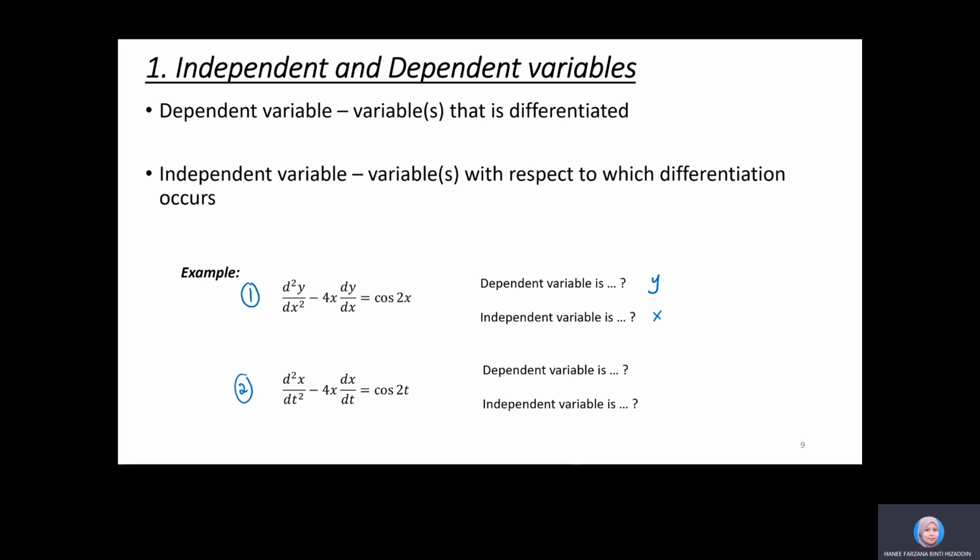And then look at the second example here, d2x over dt squared minus 4x times dx dt equals cos 2t. In this case, x is now the dependent variable, and the independent variable is t, because t is the independent variable which will define the value of x.